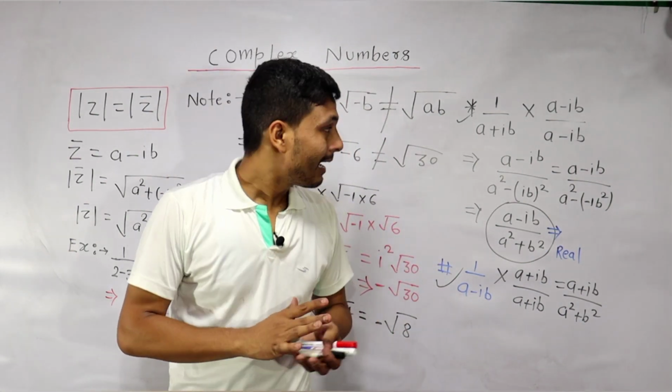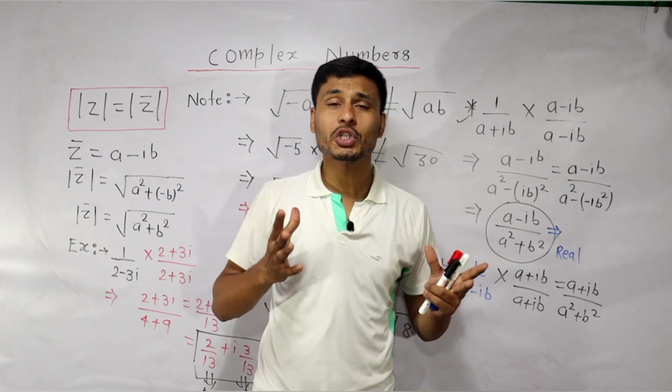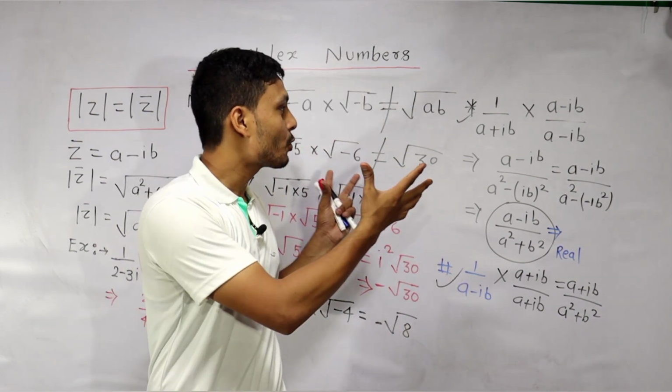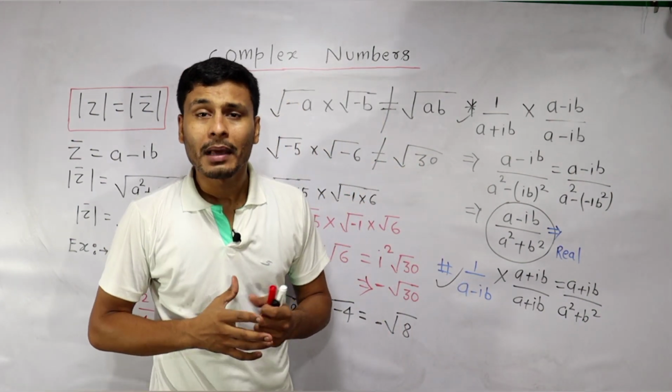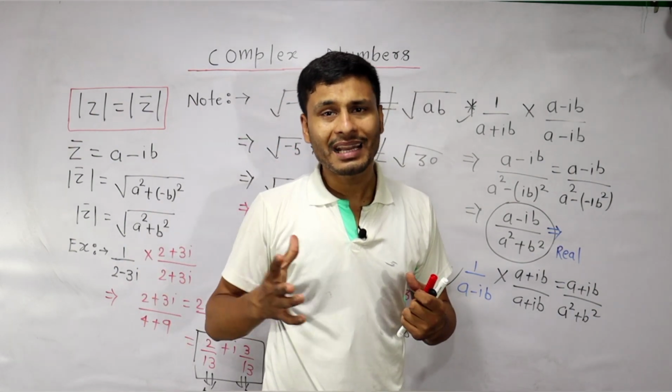Thereafter, we will come back and discuss part 2, that means the square root of a complex number. How to find the square root of a complex number, some properties, the parametric form of a complex number, and so on.